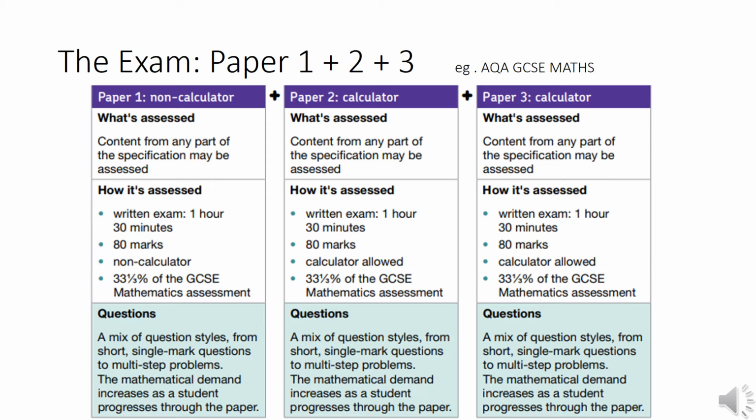Papers 2 and 3 are both an hour and a half and 80 marks, and you are allowed to use your calculator, and these 2 papers are worth the other thirds of your GCSE respectively. They contain similar styles of questions to paper 1, as I described, short questions and multi-step problems. Again, as you go through the exam, the questions will become more difficult.